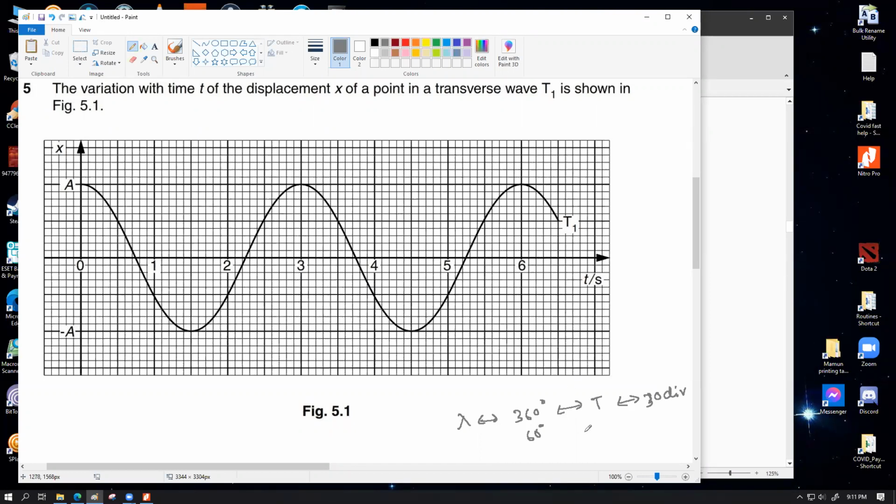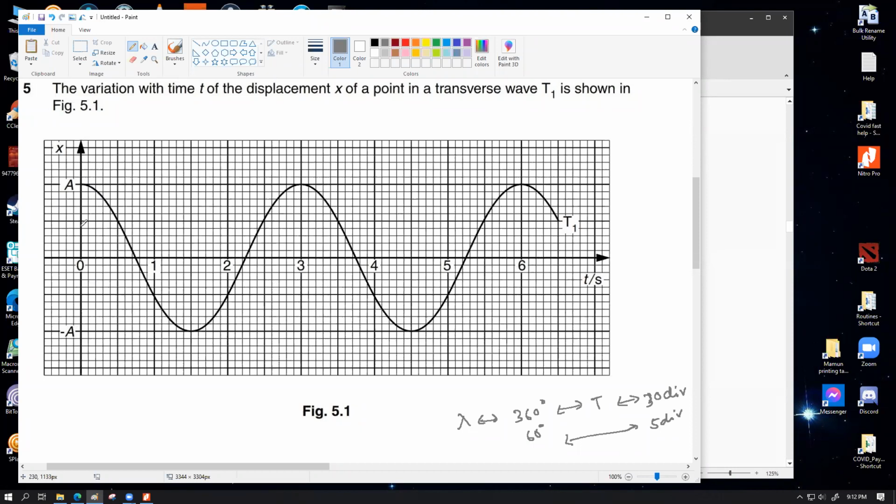10, 20, 30 divisions. So if we're now trying to convert this into 60 degree, go for direct unitary method. For 60 degree, this will be how many divisions? Here it is 1/6. This will be 5 divisions. Which means the new wave should be shifted 5 divisions to the right compared to the given wave. Because we are trying to draw a wave that is lagging behind, which means this wave should exist on the right side. If the question said to draw a wave that is leading, then we should shift all the particles to the left.